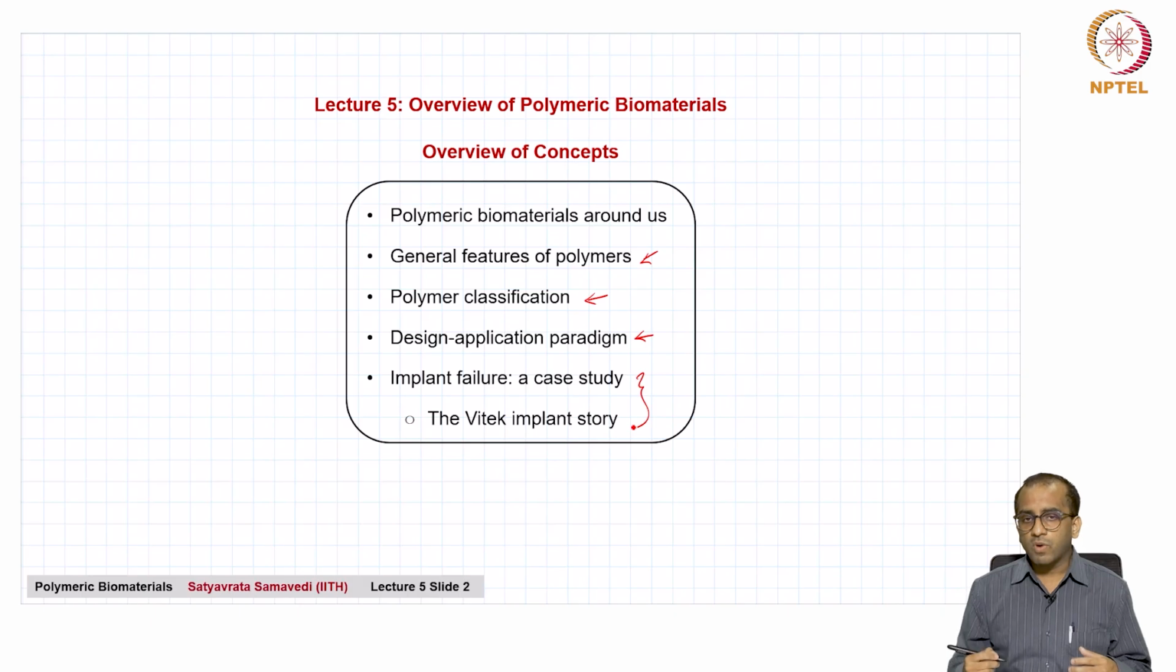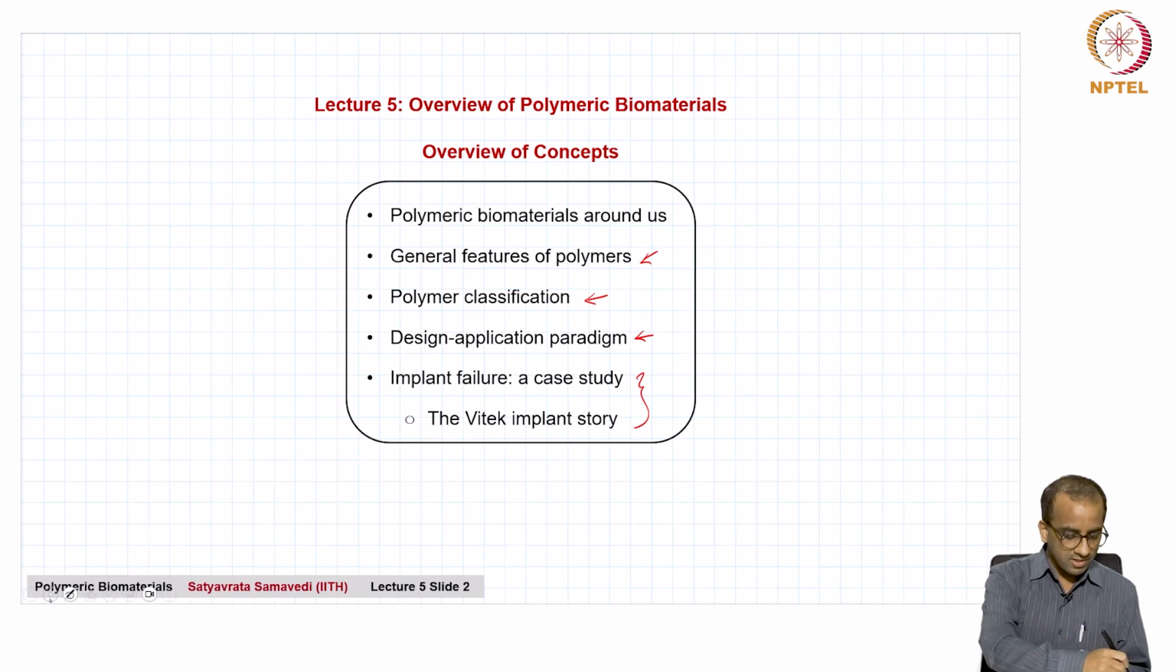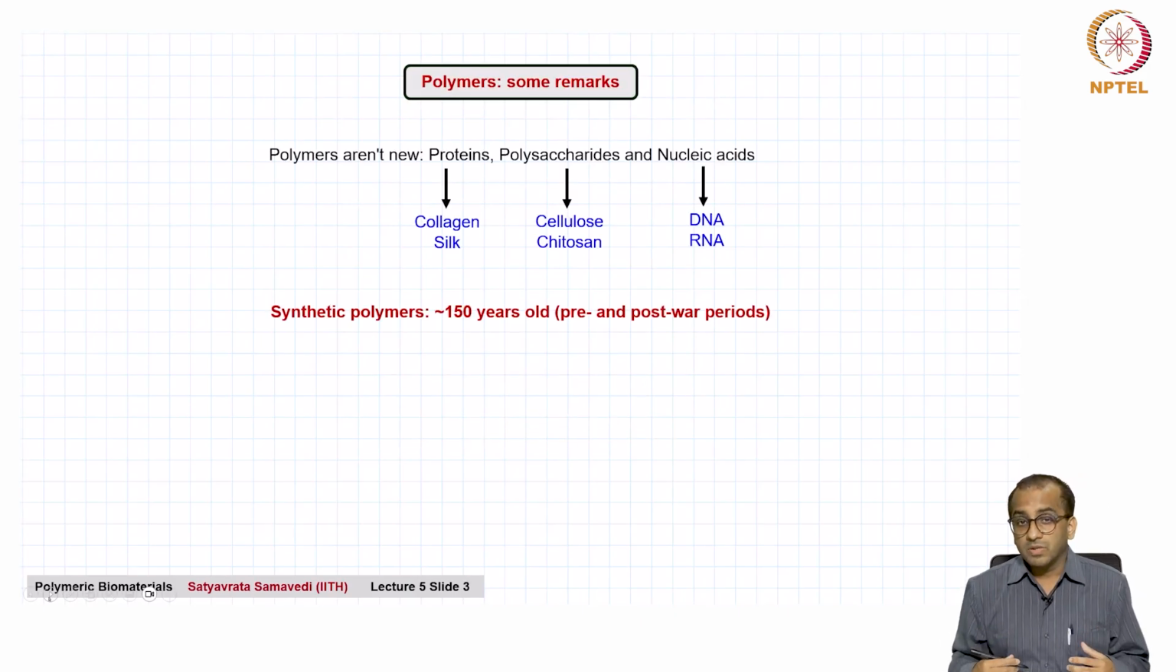And just to get a sense of why understanding structure property relationships is important for polymers, we will look at one case study of implant failure, where the incorrect use of a polymer led to some serious consequences when used as implants. And that will give us an idea for why it is important for us to study these in much detail and then use that knowledge to develop materials as part of devices that can function well and perform as expected. So with that, we will first begin with some general remarks on polymers.